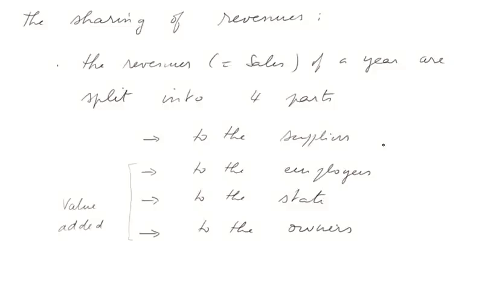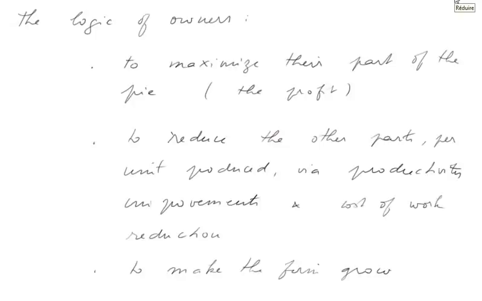So let's finish with a brief word on the logic of owners and the logic of employees. The logic of owners is to maximize their part of the pie, that is the profit. Therefore, to reduce the other parts per unit produced via productivity improvements and via cost of work reduction. And another logic in the Western world is to make the firm grow, presumably because it makes it stronger and, of course, also will produce more profit.